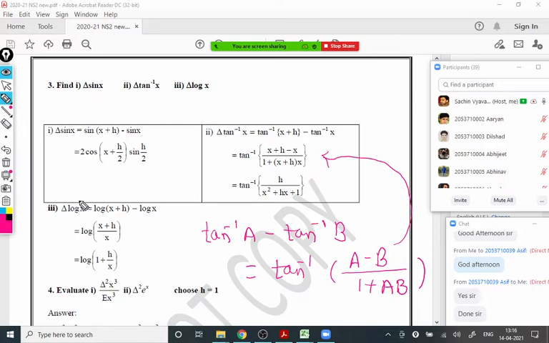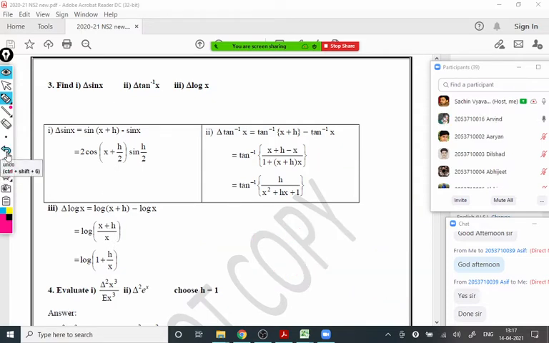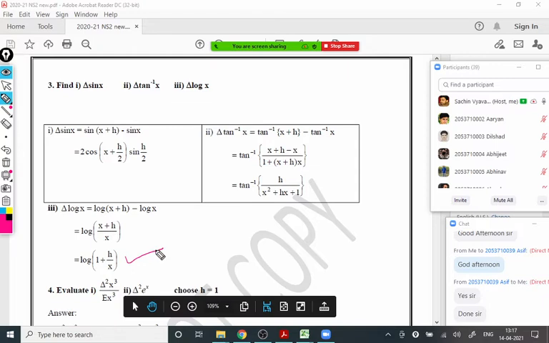Third question, we want delta log x. Now delta log x, again by the main definition of the delta operator, is log of (x plus h) minus log x. Which formula do we use here? Log A minus log B is equal to log of A upon B. Very good. That is the formula we use, and that is simplified.